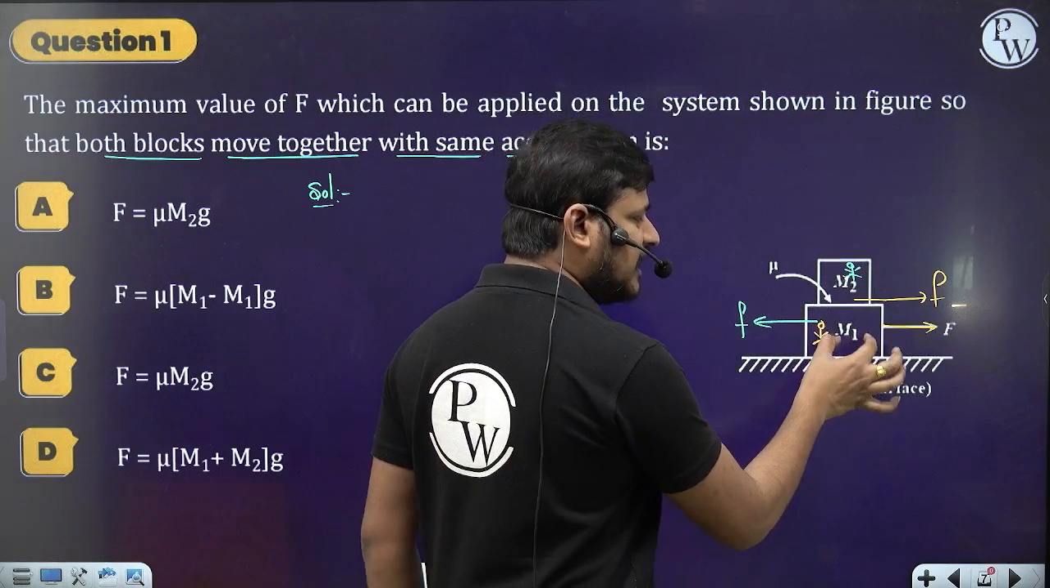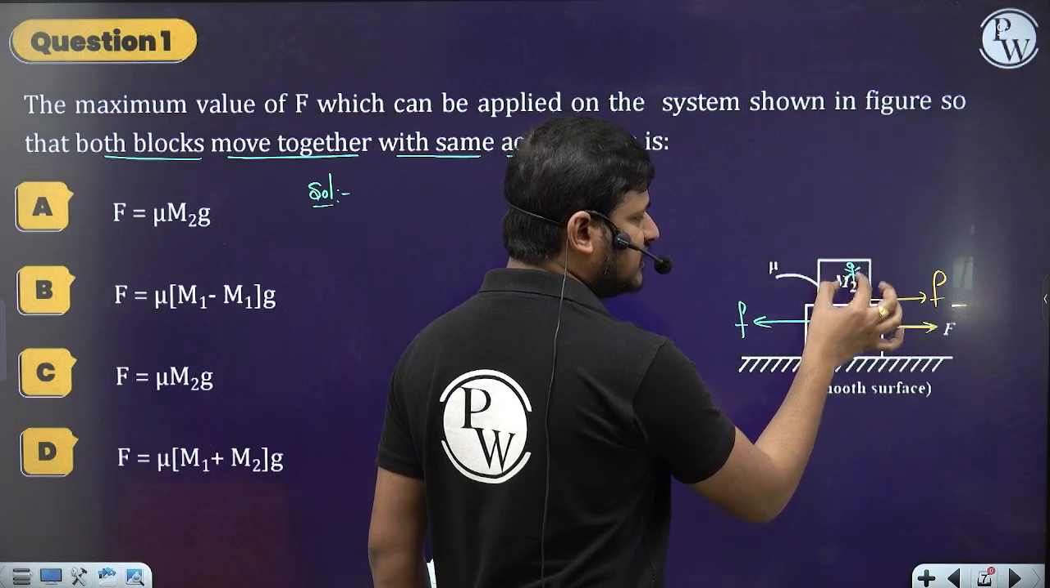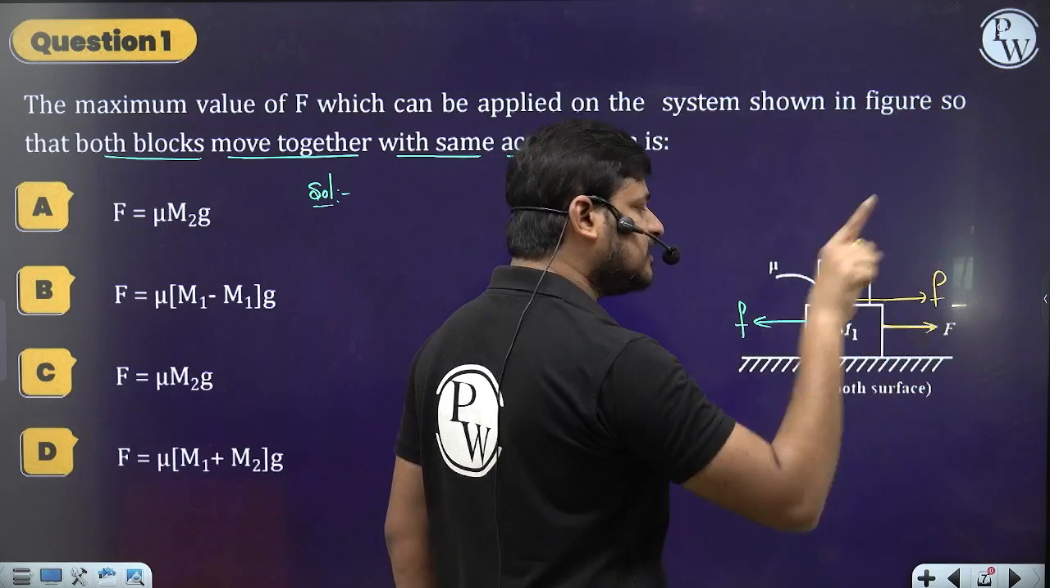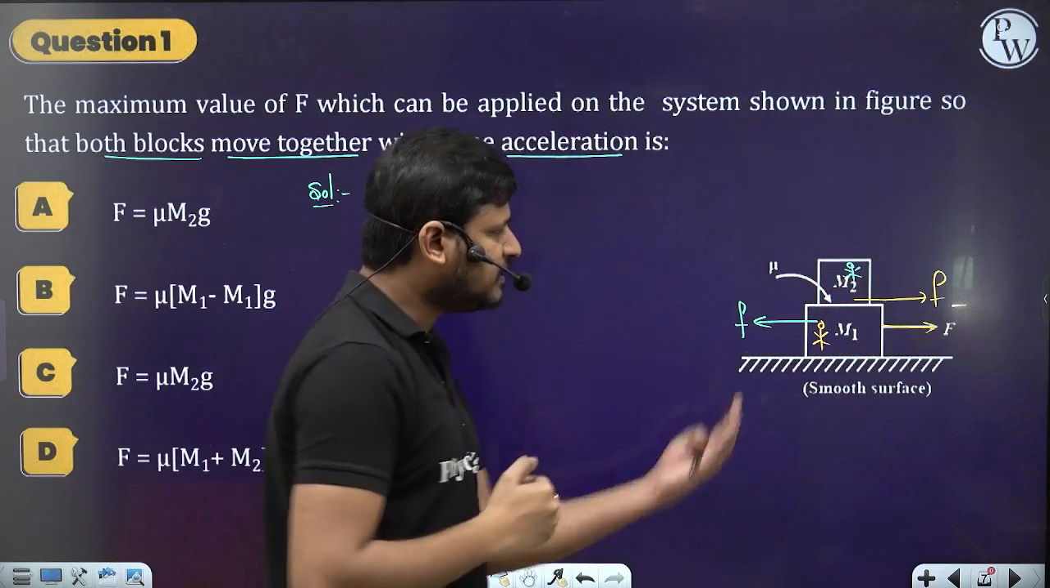So on the M1 block, if it is the frame of reference, the M2 block is moving this side, so relative motion is to the right side. So where should friction act on the M1? To the left.